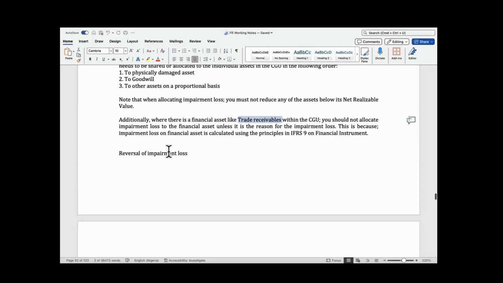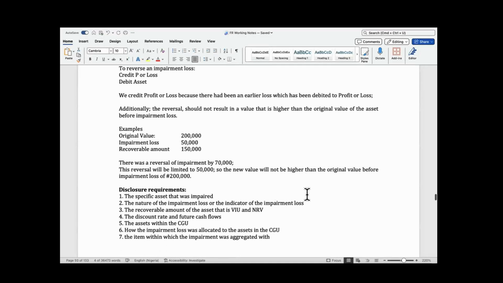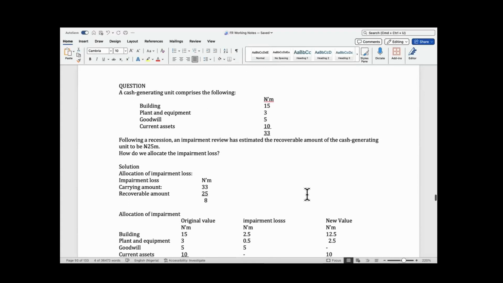Even though impairment loss is a permanent loss in the value of an asset, it's possible for it to be reversed. This would happen where there is a reversal in the indicators, where there are positive indicators. And also, before you can reverse, you must ensure that the new value is not higher than the original value before the impairment. Then really, that was most of the explanations I did last week.